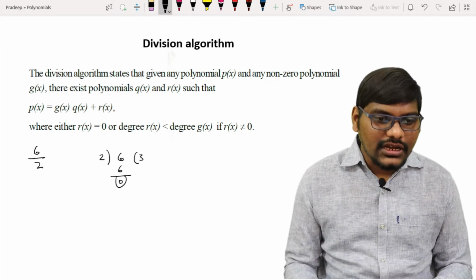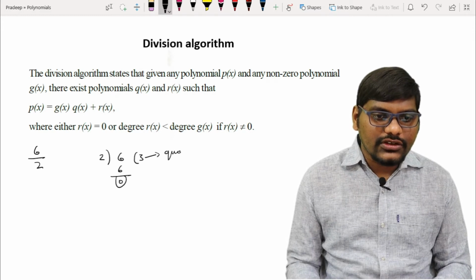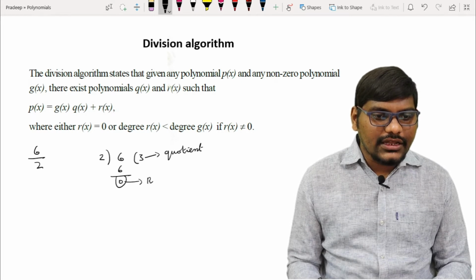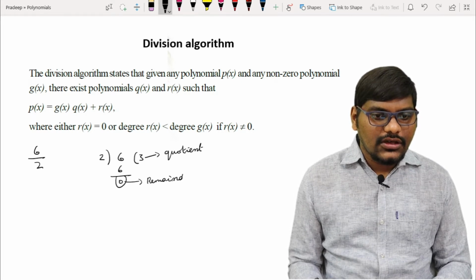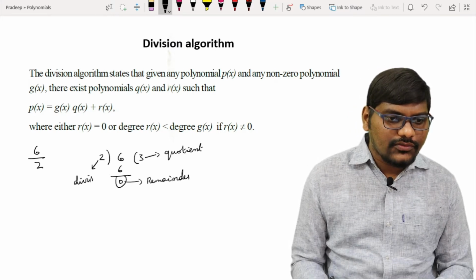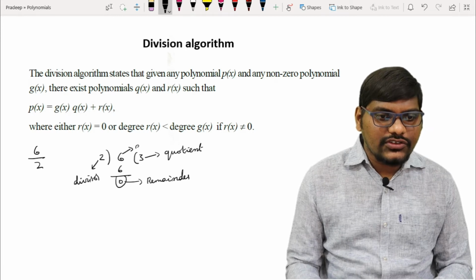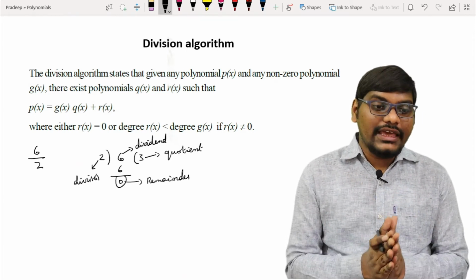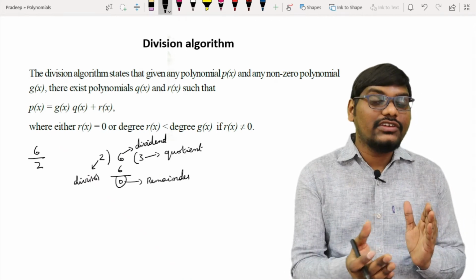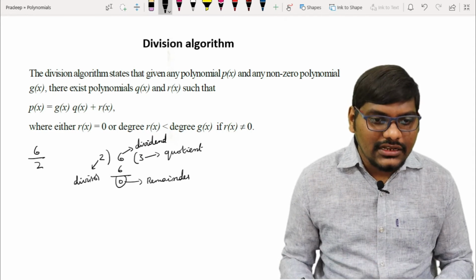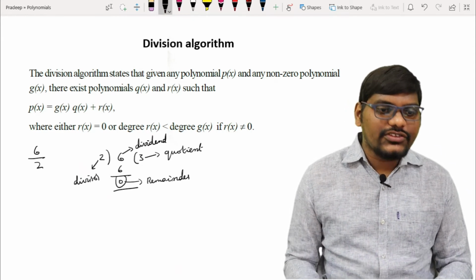Now here this 3 is the quotient, and the 0 is the remainder. This 2 is the divisor, and the 6 is the dividend. In every division whatever we do, there is a dividend which is being divided by the divisor, and this value is the quotient and this is the remainder.